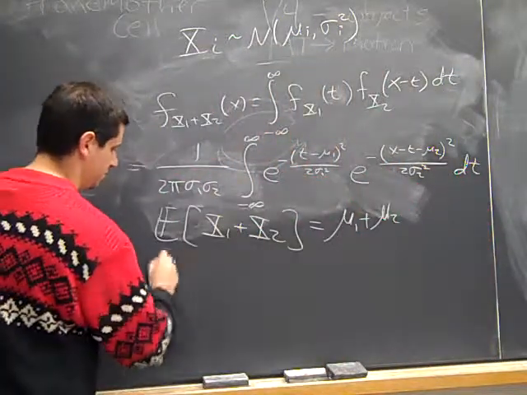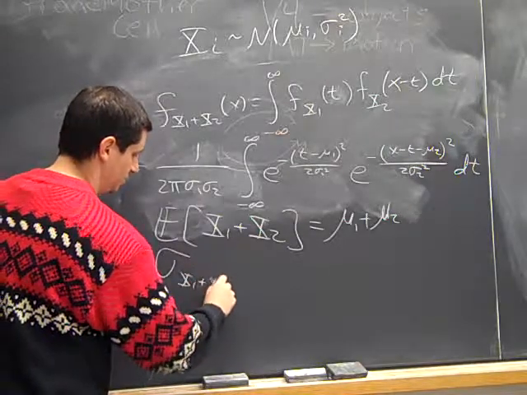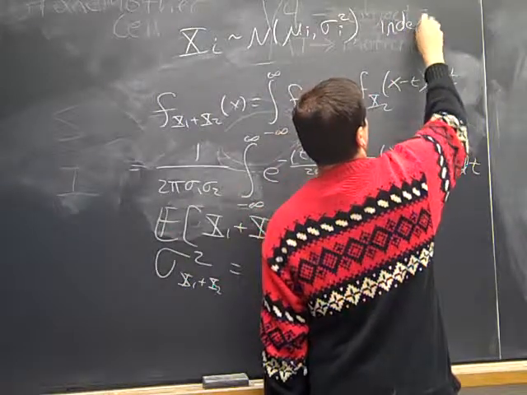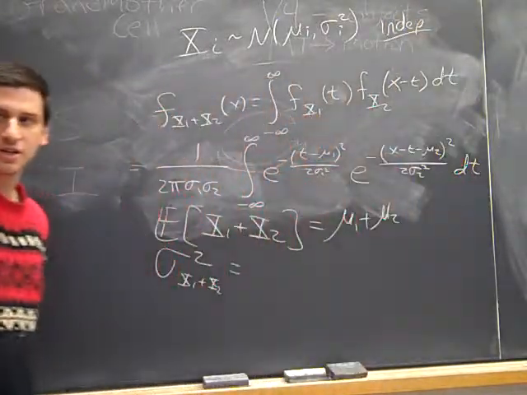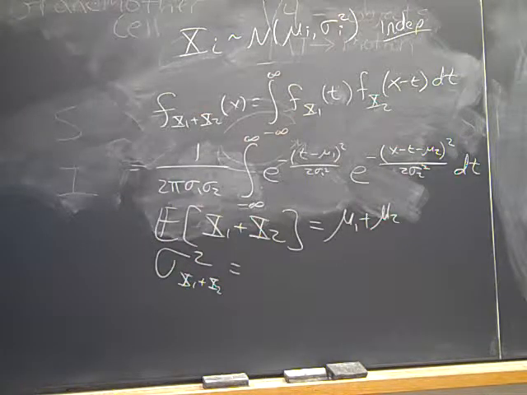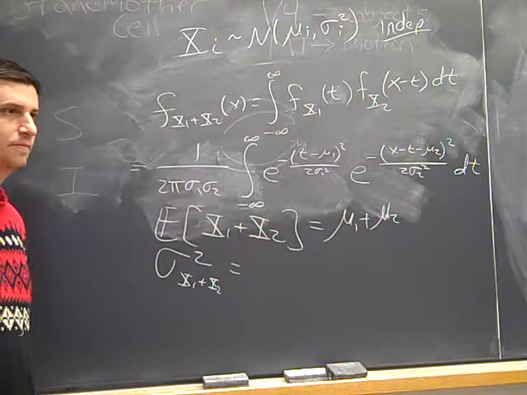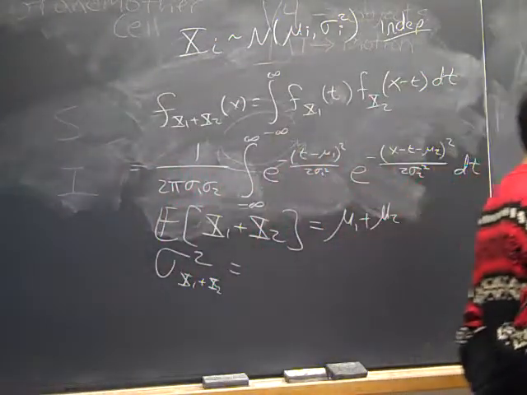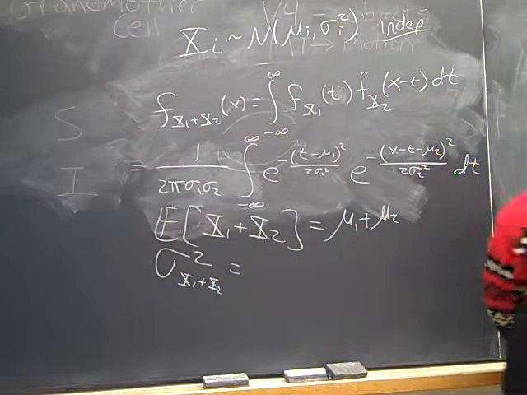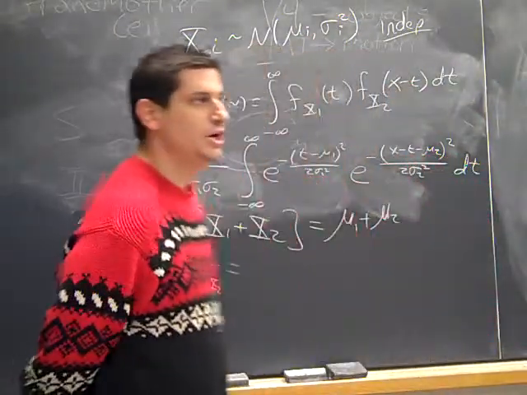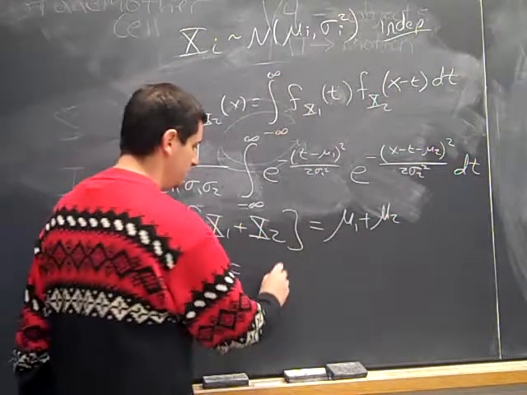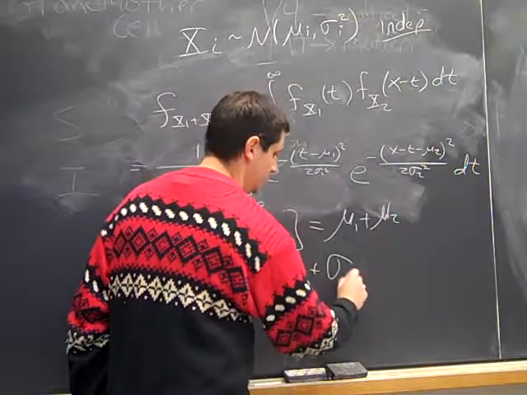What about the variance of x1 plus x2? I'll assume that these are independent. If they're not independent, of course, we're up the creek. But let's assume they're independent. What should be the variance of this? So I want the variance of a sum. The sum of the variances. Right? The variance of a sum is the sum of the variances if they're independent. So this should just be sigma 1 squared plus sigma 2 squared.